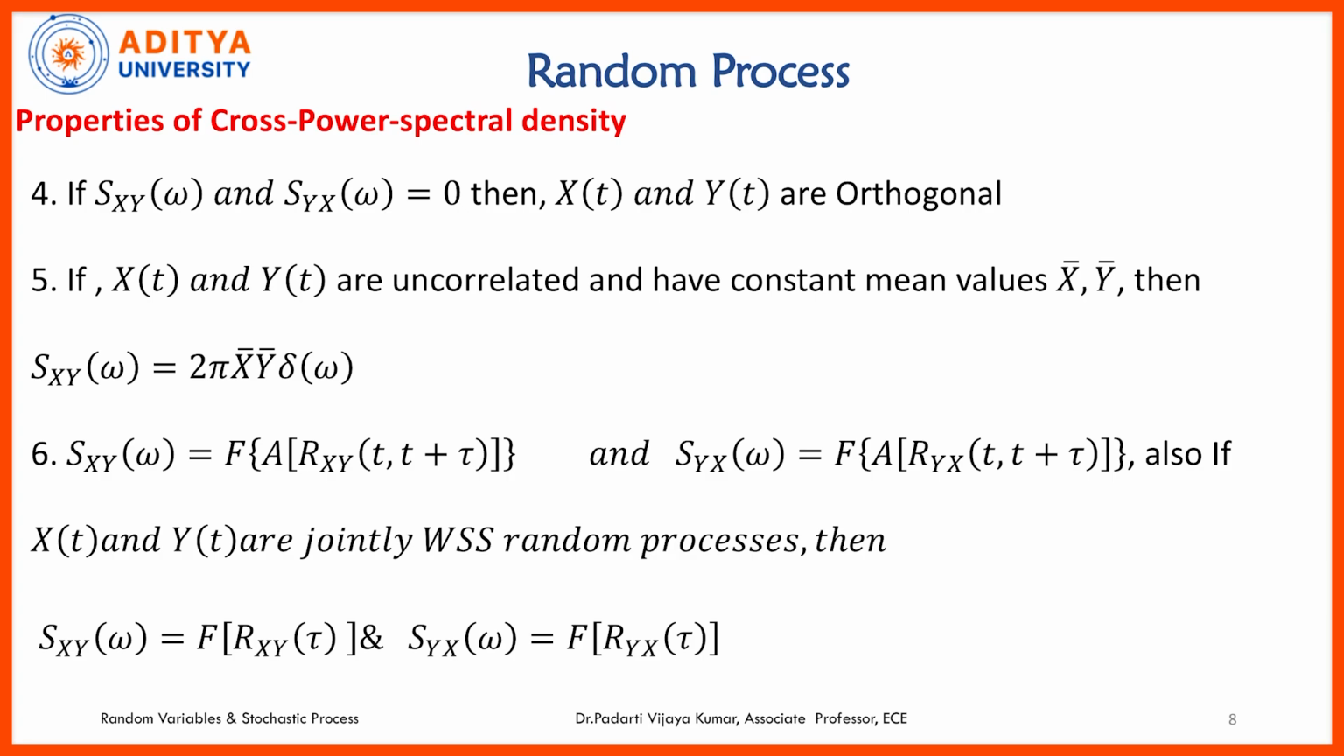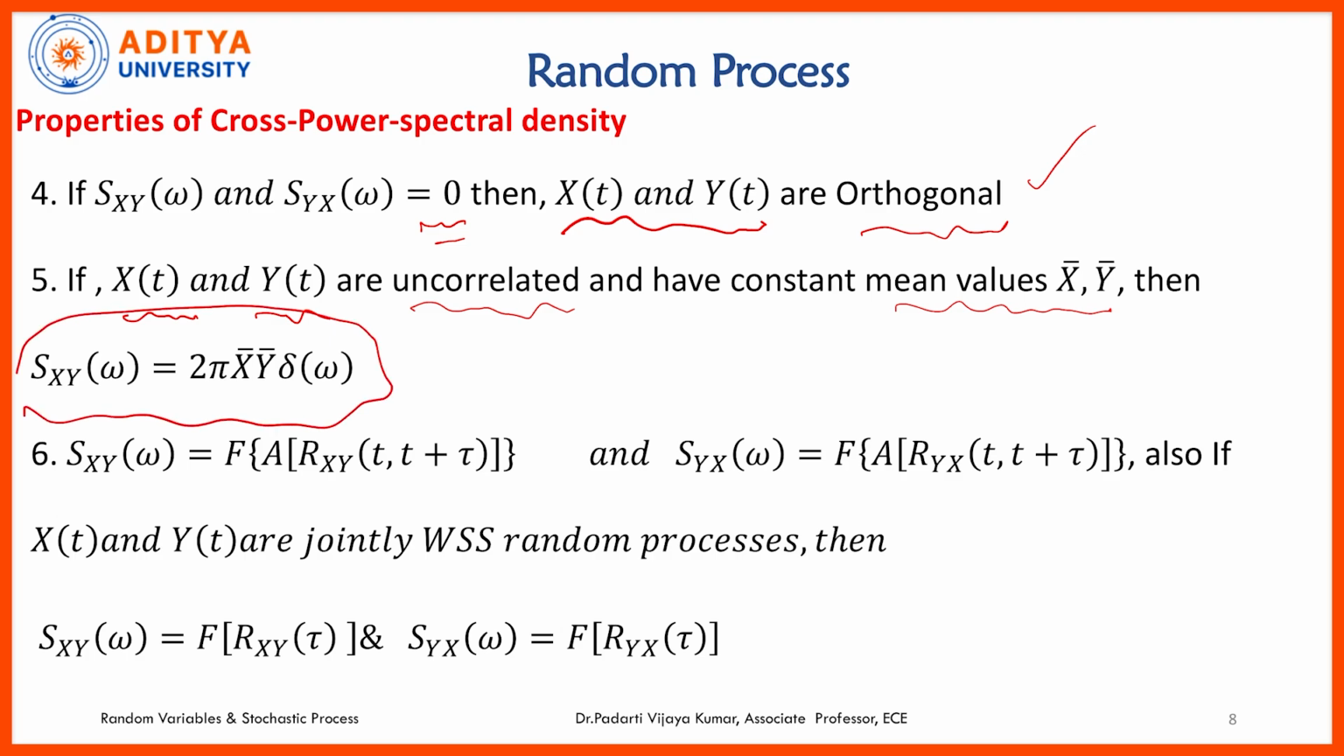Next one, fourth property: if two random processes x of t and y of t are said to be orthogonal, their cross power spectral density is mathematically equal to 0. Sxy of omega and Syx of omega will be mathematically equal to 0. If random processes x of t and y of t are uncorrelated and they have constant mean values x bar and y bar, then Sxy of omega is equal to 2 pi x bar into y bar into delta of omega.